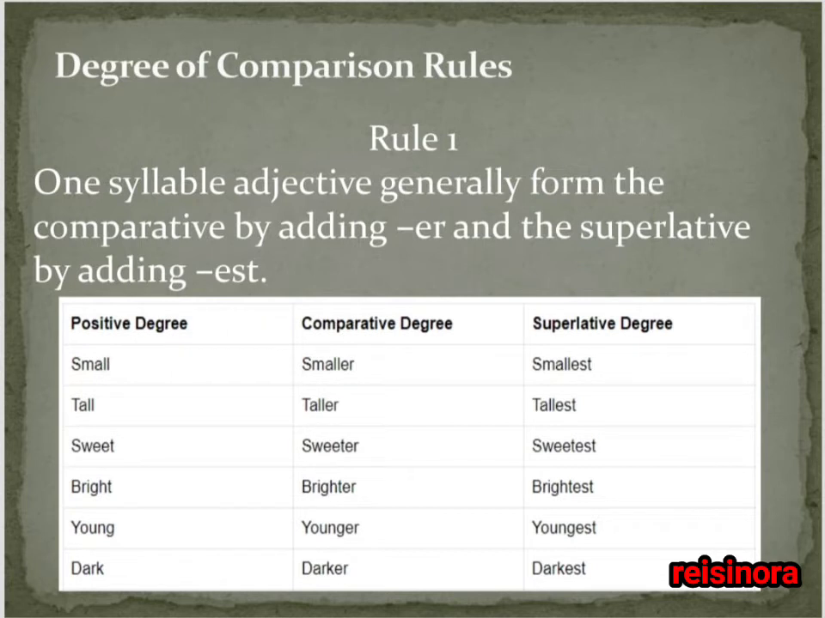Tall itu juga satu suku kata. Komparatifnya taller, superlatifnya tallest. Sweet, sweeter, sweetest. Bright, brighter, brightest. Young, younger, youngest. Dark, darker, and darkest. So that's the first rule.